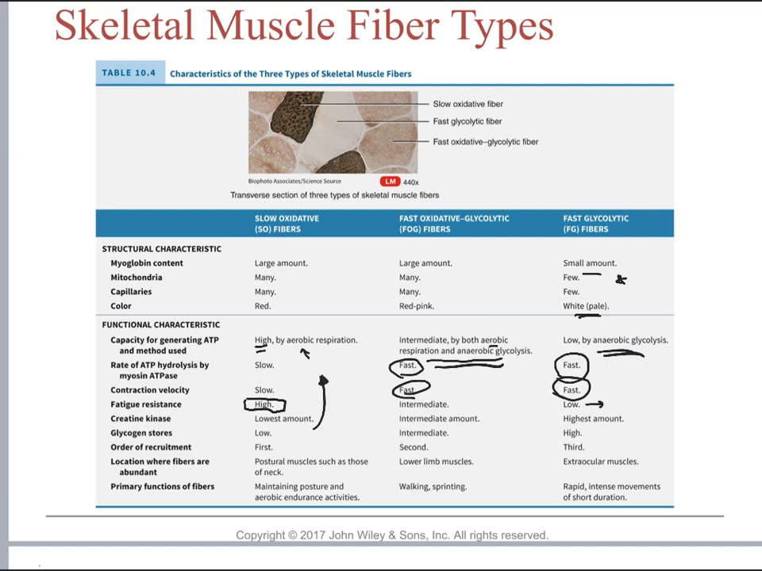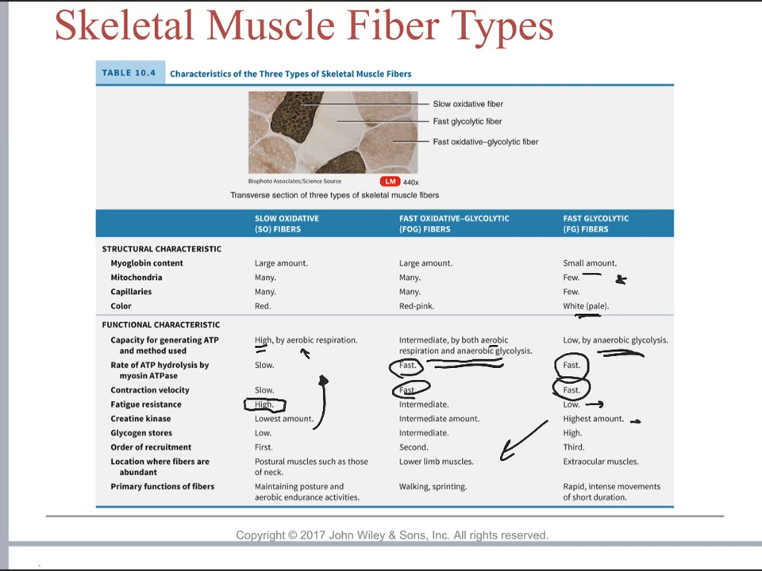Fatigue resistance. This is the lowest fatigue resistance. Look at your arms. Think about walking on your arms. You can't do it very long. Maintaining a handstand is very hard. You fatigue very quickly. Whereas on our legs, if we compare these to our FOG fibers, our legs are able to walk for hours if we need to.